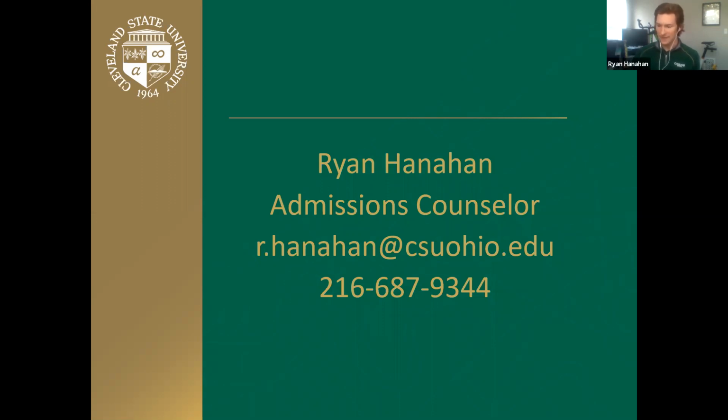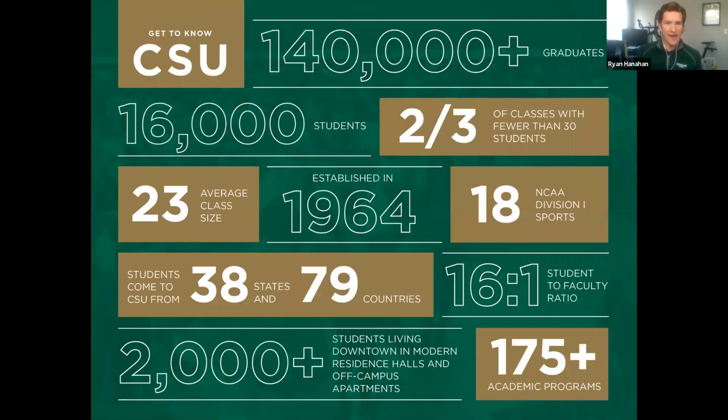And with that being said, let's go ahead and learn a little bit more about Cleveland State University. At Cleveland State, we have a little bit north of 16,000 students. It makes us a mid-sized university. In my opinion, it's the perfect size university. You're in downtown Cleveland. You're not going to know everyone on campus, and really there's no reason to know every single person on campus. But what we can do with that amount of students is have small classrooms. Your average class is going to be about 23 students.